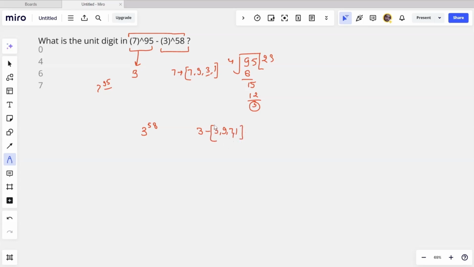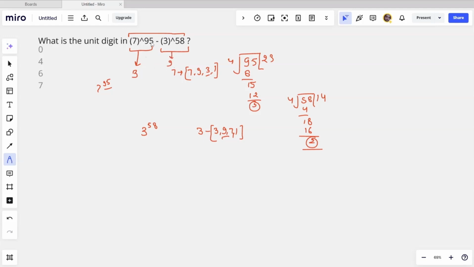Okay, so we have power 58. We will also divide the power by 4 because we have 4 elements in our power cycle. 58 divided by 4 gives 14 with a remainder of 2. So what is the second element in our power cycle, which is 9? So the resultant value of this part of the expression will be 9.